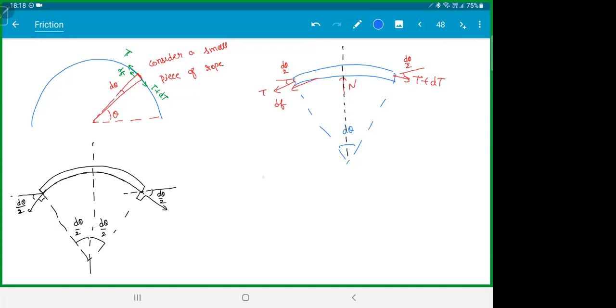In the vertical direction, we get normal reaction is equal to T cos d theta by 2 plus T plus dT cos d theta by 2. So the rope's two tensions are actually pushing this rope downward, that is generating the normal reaction. And similarly, T plus dT is balancing tension plus dF. These are the two equations. Just let me simplify this. So we can write N is equal to cos d theta by 2. If theta is very small, then cos theta is almost equal to 1. So this will be T plus, that is negligible.